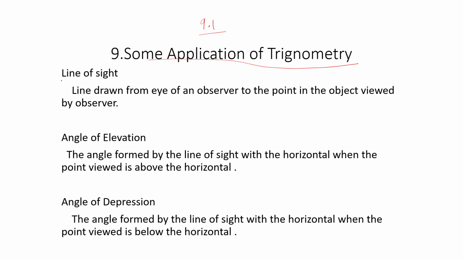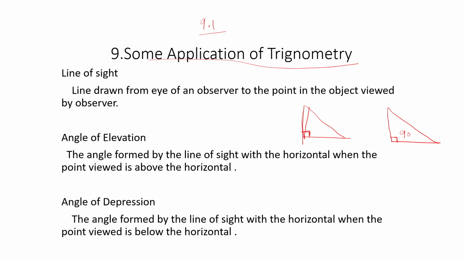The first one: what are the applications of trigonometry? In trigonometry we studied the right angle and its properties. The right angle should be a perpendicular. Consider this as a perpendicular, so this is 90 degrees. A triangle with 90 degrees, that triangle property we studied in trigonometry, and based on this we derive the sine, cos and tan values.